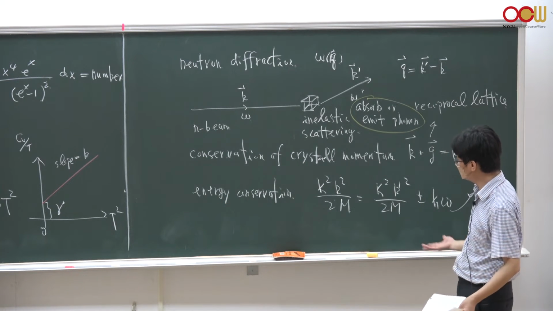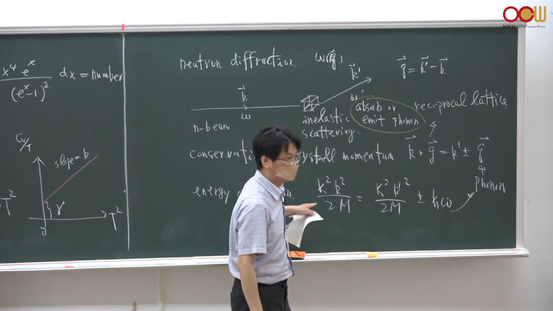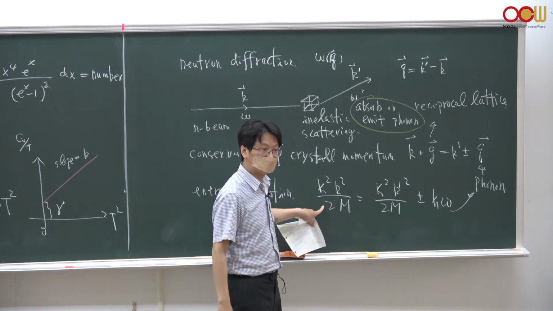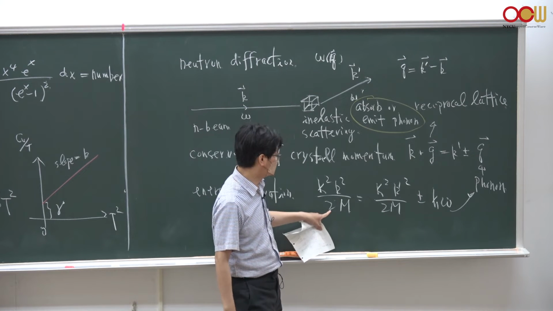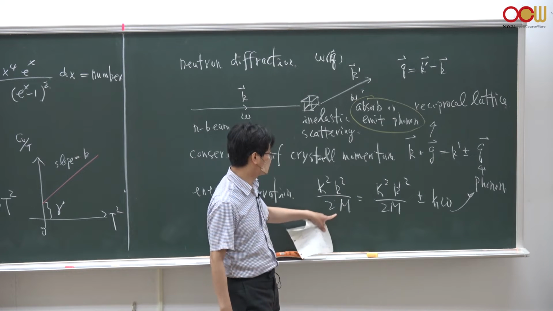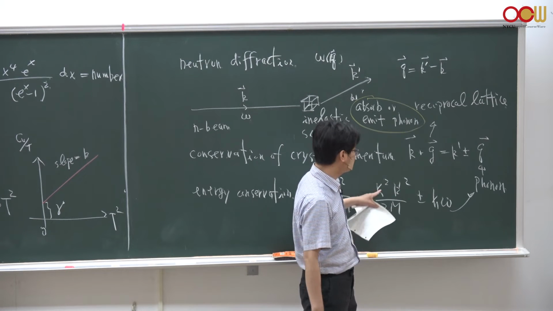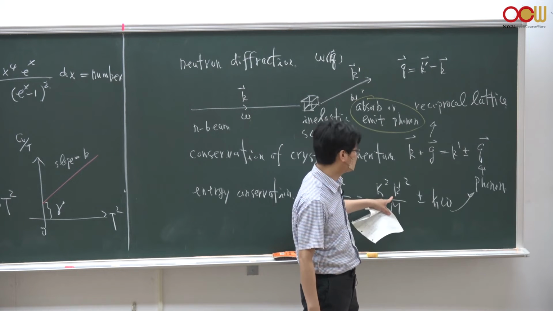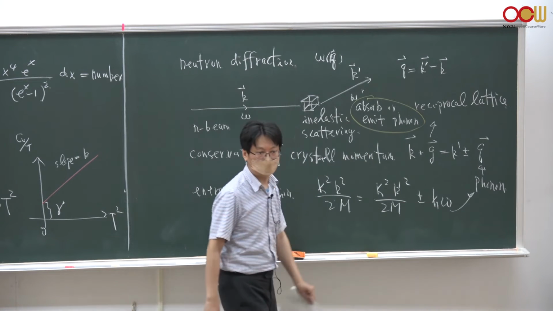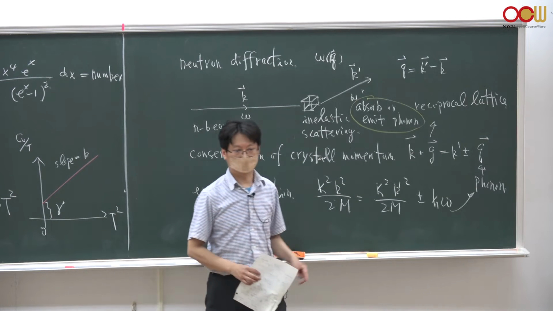And energy conservation also helps us to link this initial and final kinetic energy. So the total kinetic energy is conserved. The initial kinetic energy is given by ħ²k²/2m, and the final one is given by the kinetic energy of the neutron carrying momentum k' plus or minus ħω, which is the absorption or emission of a phonon energy.